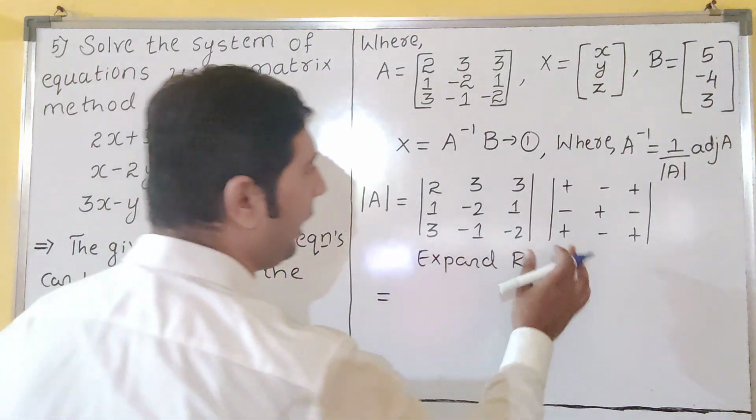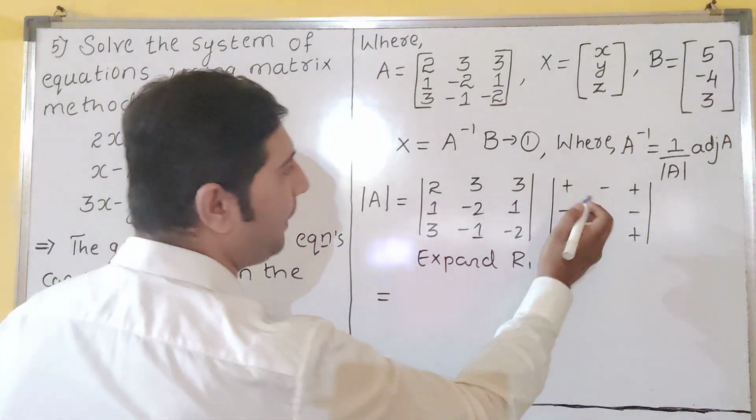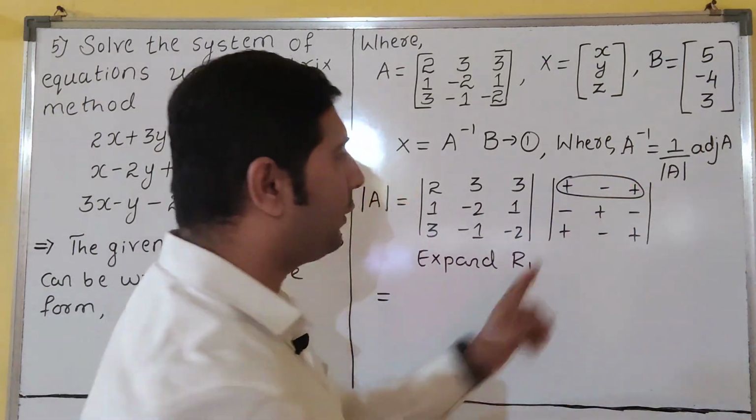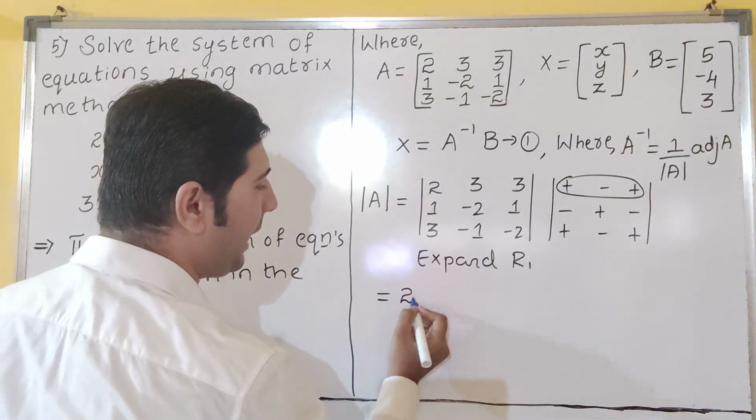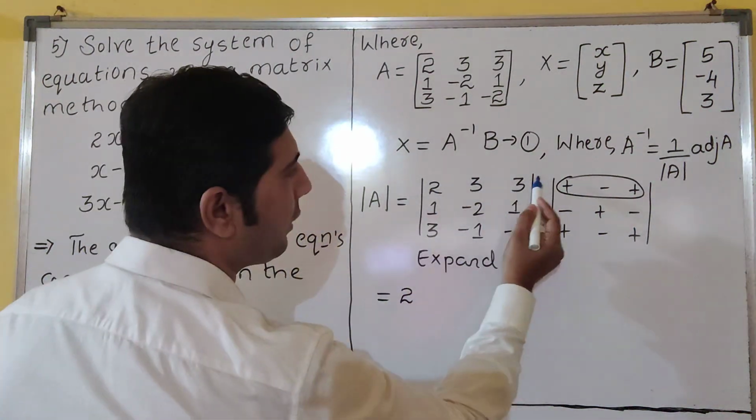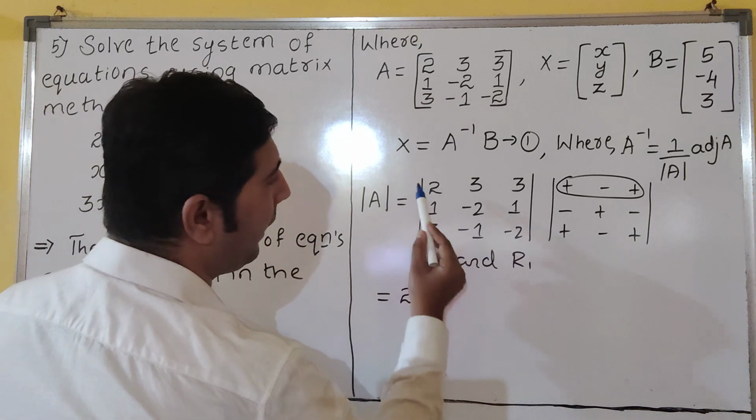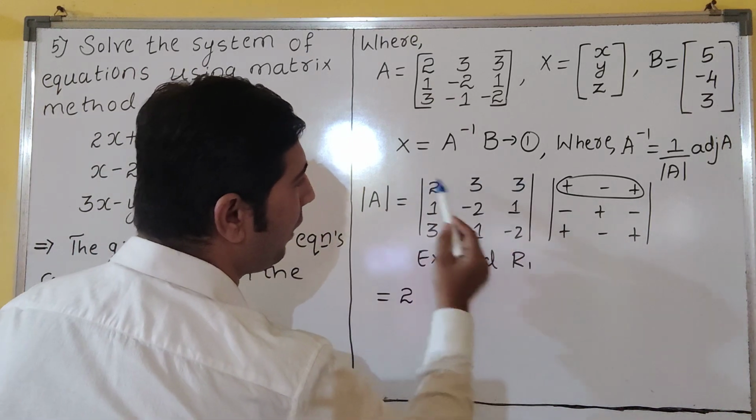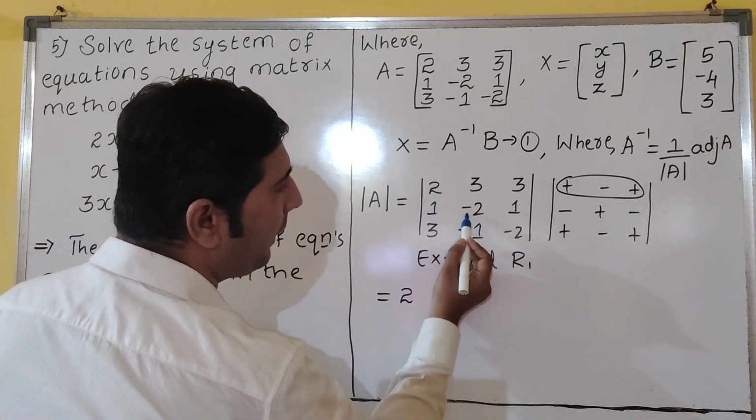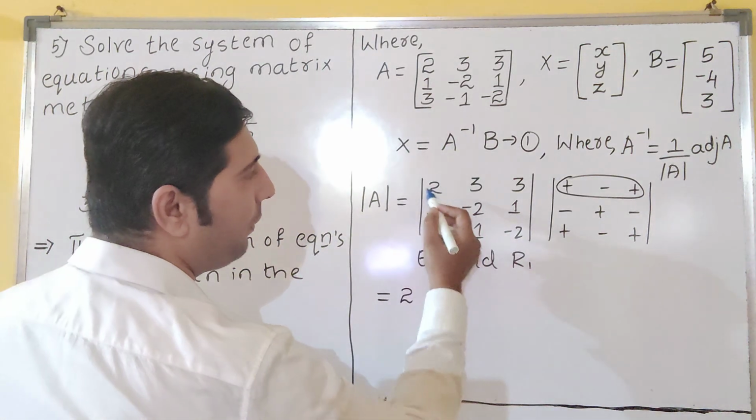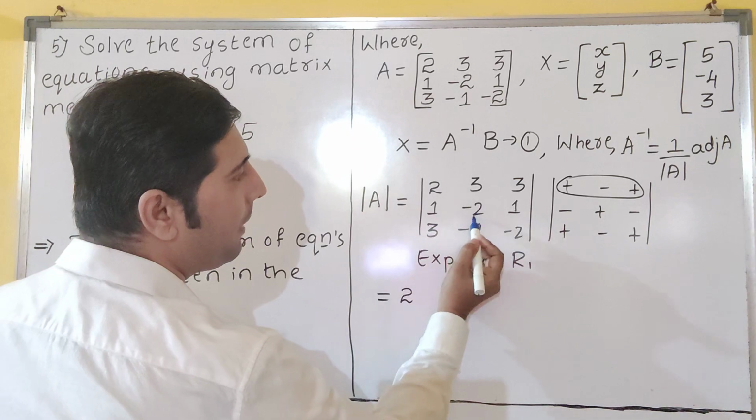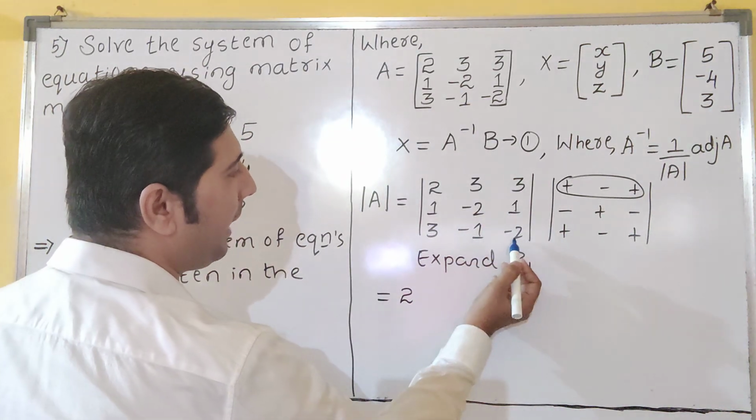So we will work on this now. Plus. So expanding R1 means row 1 is this only: plus, minus, plus. So plus 2 I will write. Where is plus 2? In first row, first column. You leave this. What are you left with? Minus 2, 1, minus 1, minus 2.